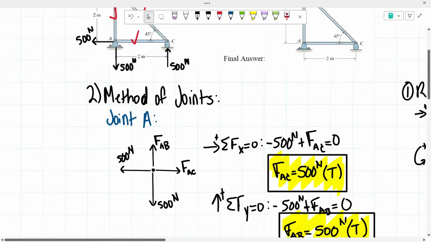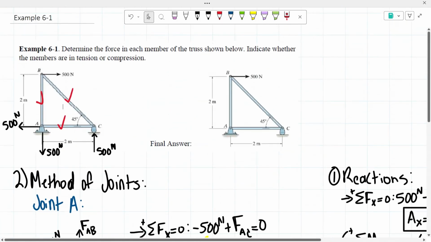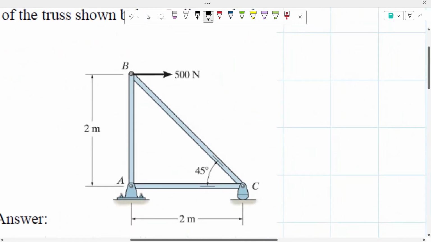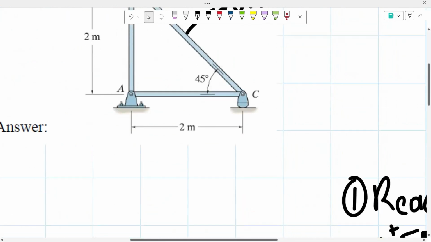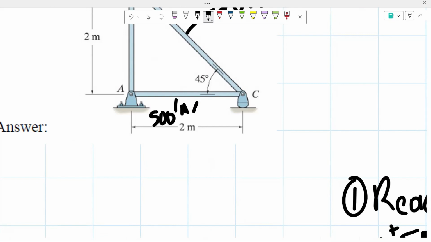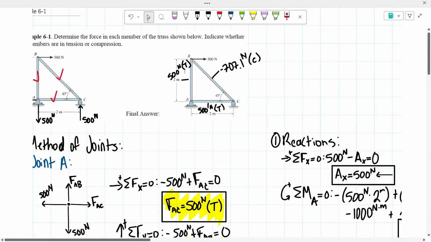Now that we have everything, this is where the second figure comes in quickly. Remember, it's asking us to indicate whether the members are in tension or in compression. How I like doing it is drawing a little line coming out of the bar and then putting the value. So we have this bar with a force of 707.1 newtons in compression. From there, you got this bar of 500 newtons in tension. And then we have another bar of 500 newtons in tension. And with that, we are done with this example.